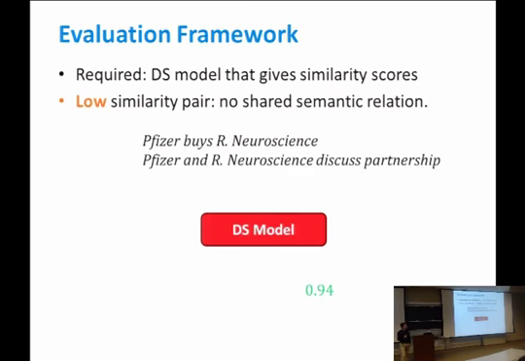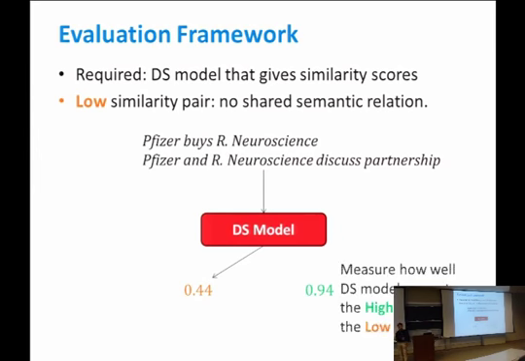Whereas a low similarity pair is one that does not share a semantic relation. So "Pfizer buys Renault Neuroscience," and "Pfizer and Renault Neuroscience discuss partnership." And likewise, we want our model to give us a low similarity score. So basically, the model is evaluated by how well it separates the group of high scores from the group of low scores.